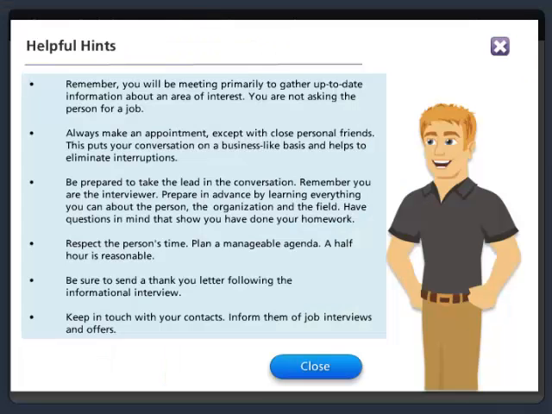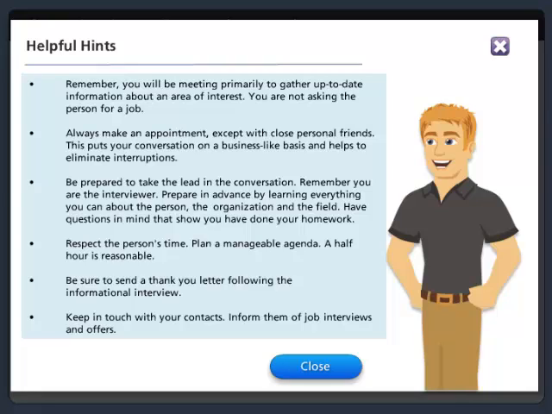Helpful hints. Remember, you will be meeting primarily to gather up-to-date information about an area of interest. You are not asking the person for a job. Always make an appointment except with close personal friends. This puts your conversation on a business-like basis and helps you eliminate interruptions. Be prepared to take the lead in the conversation. Remember, you are the interviewer.